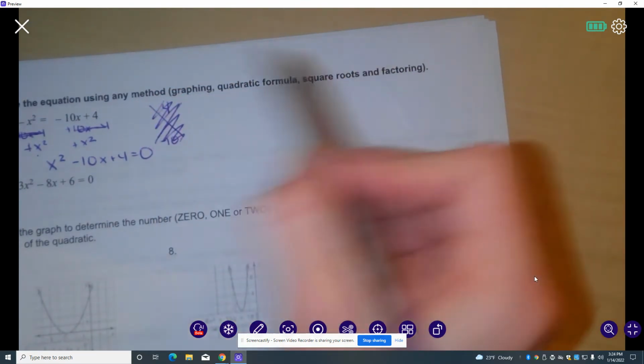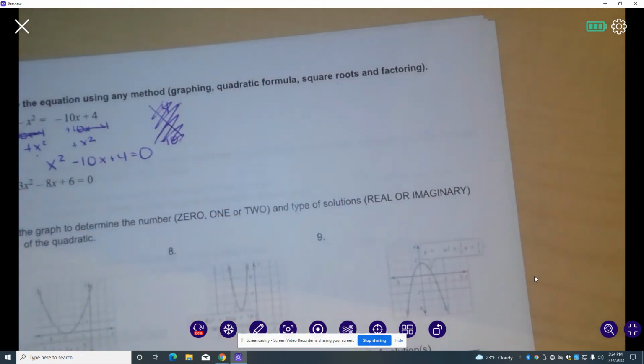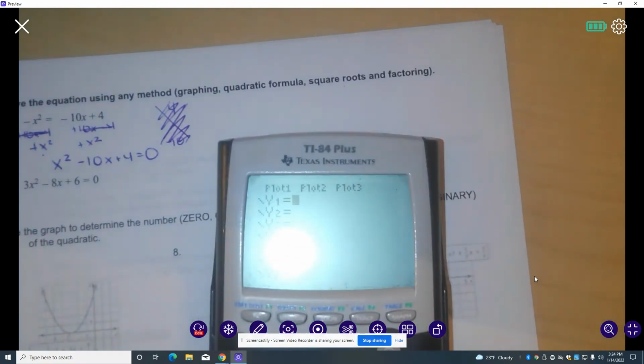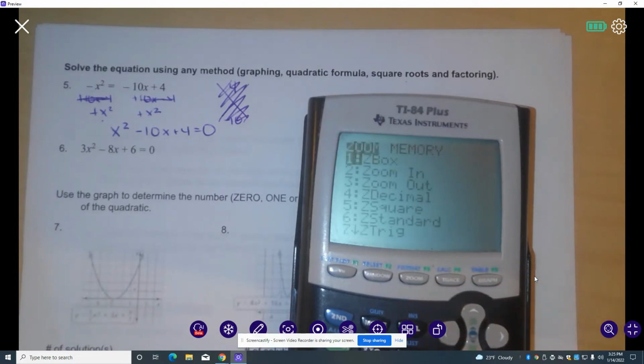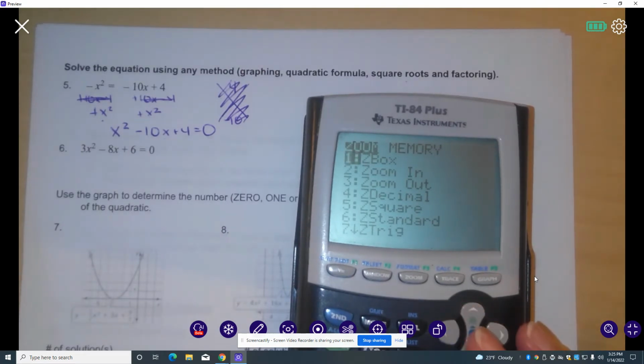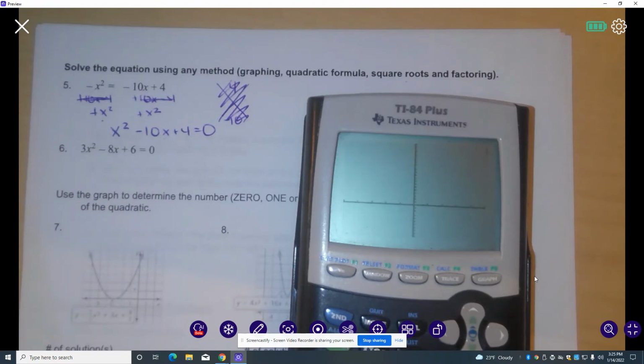I can't use square roots because I have an x term. And so I would go ahead and try graphing this equation. So remember, to graph, you're going to go to y equals, and I'm going to type this in: x squared minus 10x plus 4. And I'm going to graph this. My window is not looking too good. I need to see the bottom of this parabola, so I need to zoom out.